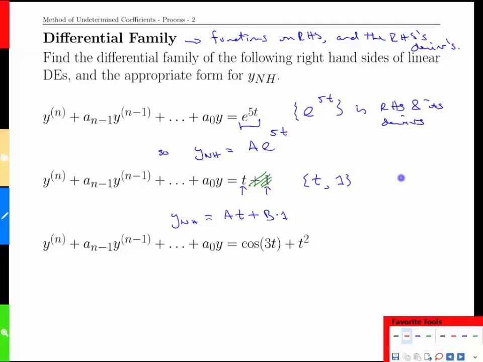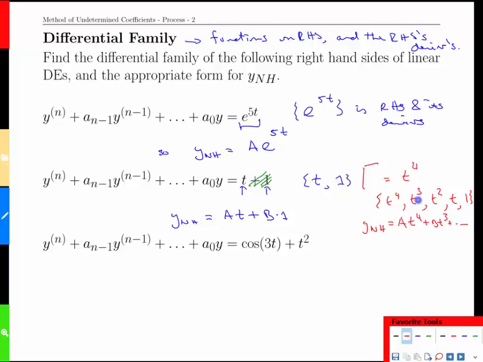Likewise, if we had t to the 4th, then the set that we would need for that would be t to the 4th. We might have t cubed, we might have t squared, we might have t, and we might have constants. We might have all of those in the derivative. And so our non-homogeneous would be some long combination of a t to the 4th plus b t cubed plus and so on, all the way down to the constant term. So that's what we mean by the differential family. It's not just the functions in the right-hand side, but them and all their possible derivatives.